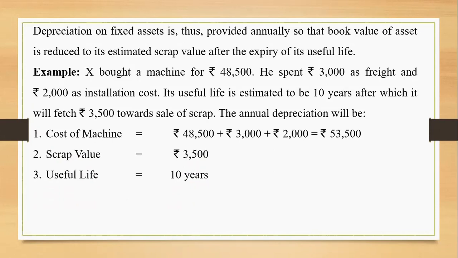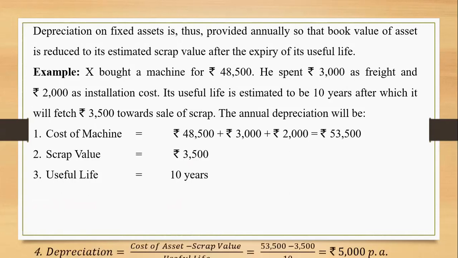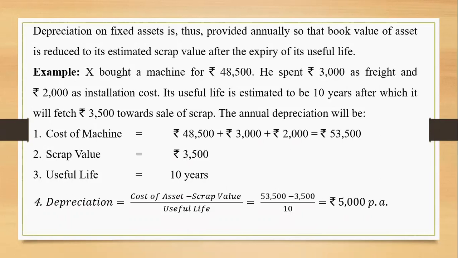Now, what is the formula to be applied to calculate the depreciation? Okay, so depreciation is basically cost minus scrap upon the useful life. Cost of an asset 53,500, scrap value 3,500, useful life is 10 years. So the 53,500 minus 3,500 will be 50,000. 50,000 divided by 10, that will be 5,000 per annum as my depreciation per annum. Per annum means annual depreciation, एक साल का depreciation.